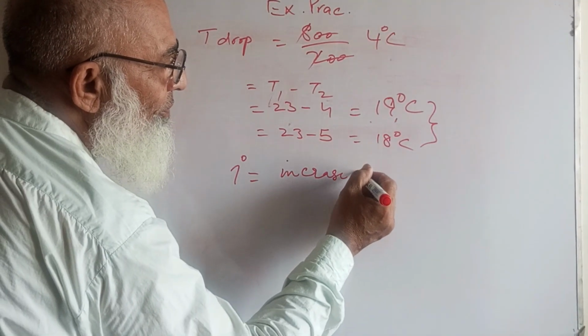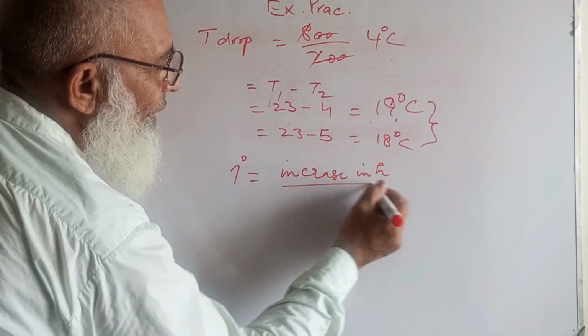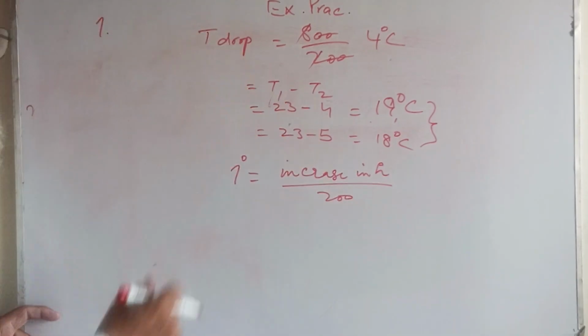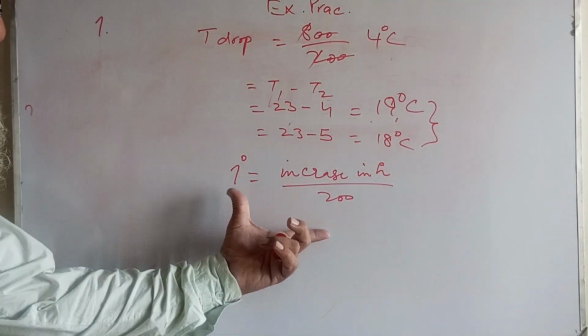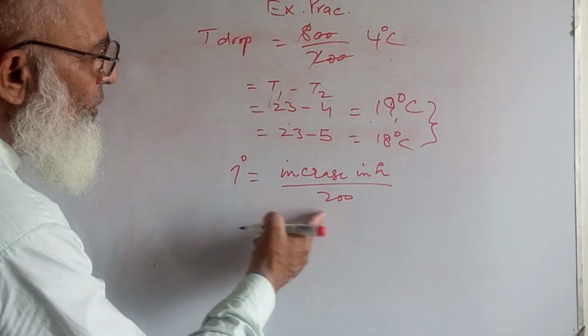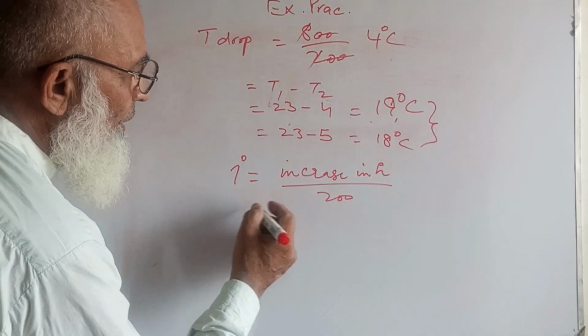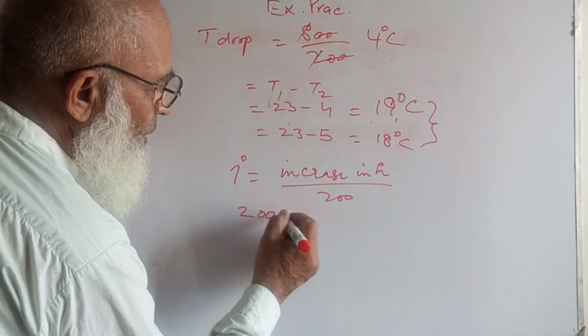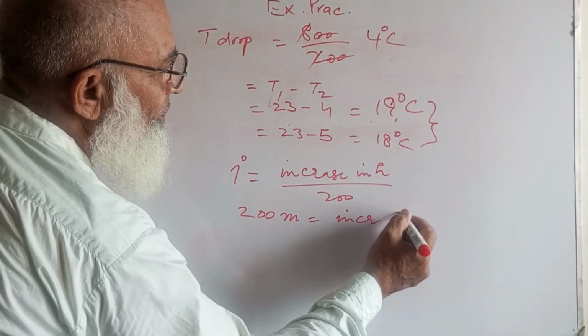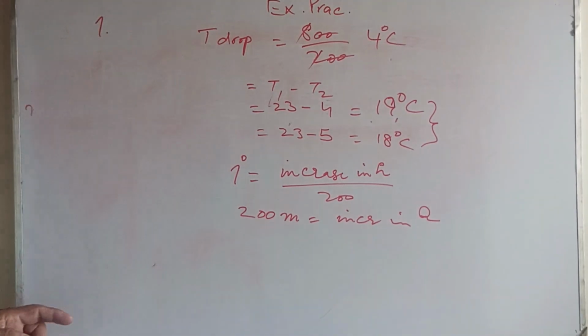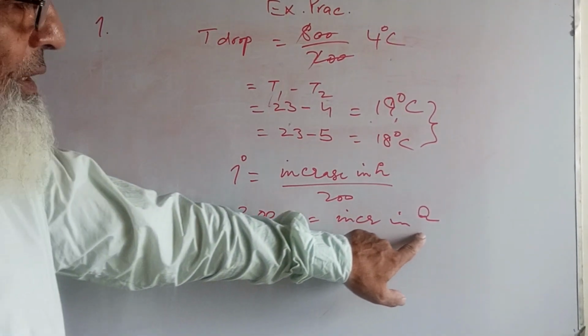Increase in height divided by 200. Now this is the formula, you know it. We have already two values, so just multiply it with 200. Now you get 200 meters is equal to the increase in height. 200 meter increase in height.